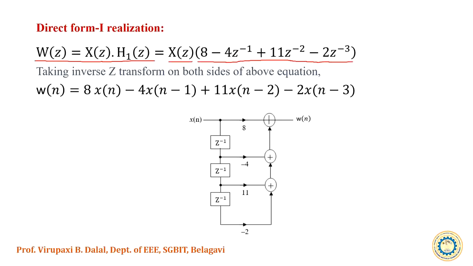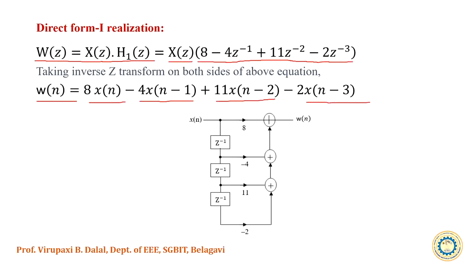Now take the inverse z transform on both sides. Inverse z transform of W(z) is w(n). On the right hand side, 8X(z) is 8x(n). X(z) into 4z inverse is nothing but 4x(n minus 1). 11z raised to minus 2 into X(z), its inverse z transform is 11, which is a constant, as it is. X(z) with z raised to minus 2 is x(n minus 2). 2 is a constant, keep it as it is. Inverse z transform of z raised to minus 3 into X(z) is x(n minus 3).